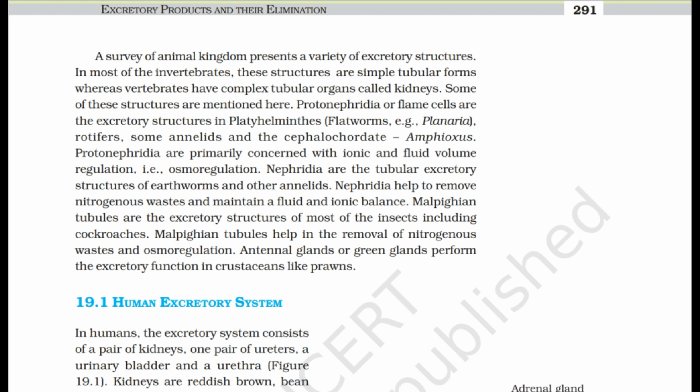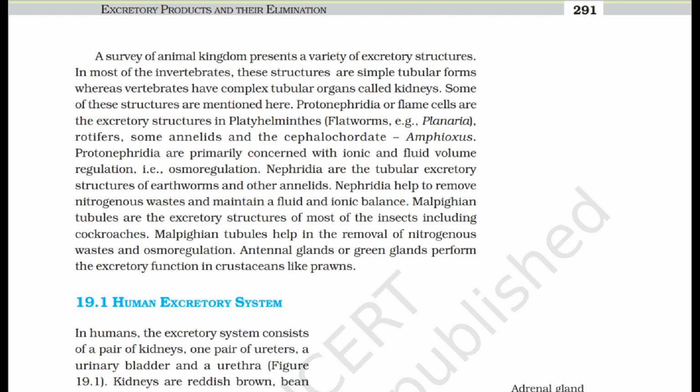Nephridia are the tubular excretory structures of earthworms and other annelids. Nephridia help to remove nitrogenous wastes and maintain a fluid and ionic balance. Malpighian tubules are the excretory structures of most of the insects including cockroaches. Malpighian tubules help in the removal of nitrogenous wastes and osmoregulation. Antennal glands or green glands perform the excretory function in crustaceans like prawns.